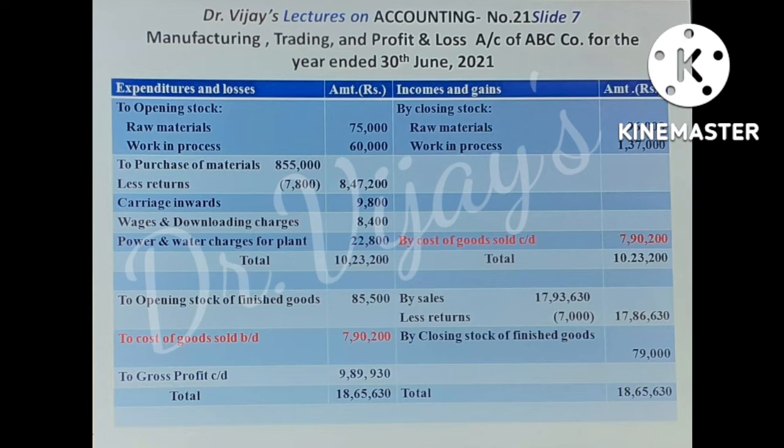See the manufacturing account. On the debit side, to opening stock of raw materials and work in process first. Then comes purchase of materials minus purchases returns outwards. Then comes carriage inwards, then wages and unloading charges, power and water charges for plant. Carriage inwards, wages and power and water charges are direct expenses of purchase or manufacture. On the credit side, closing stock of raw materials and work in process. We get the cost of goods sold for the period, 7,90,200, and that is brought down to the trading account.